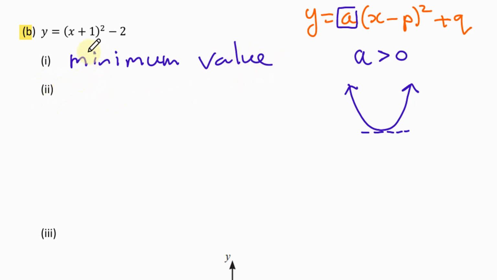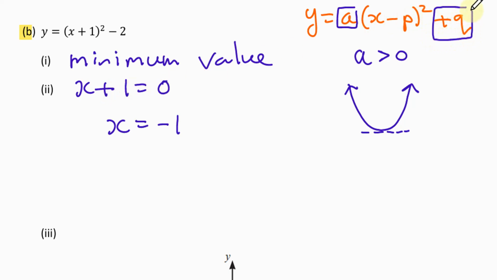Then in number 2, we have to write down the coordinates of the vertex. And to get the x-coordinate, we take what is inside the brackets. So x plus 1. We make it equal to 0 and we solve for x. So x will equal negative 1. Then to get the y-coordinate, we look at q. So q will give us the y-coordinate. In this case, q is negative 2. So we know our y-coordinate will equal negative 2. So the coordinates of the vertex will be negative 1 for x and negative 2 for y.